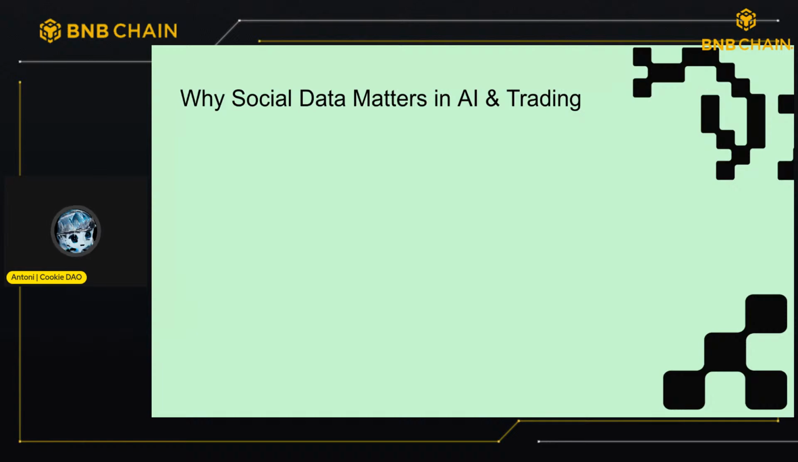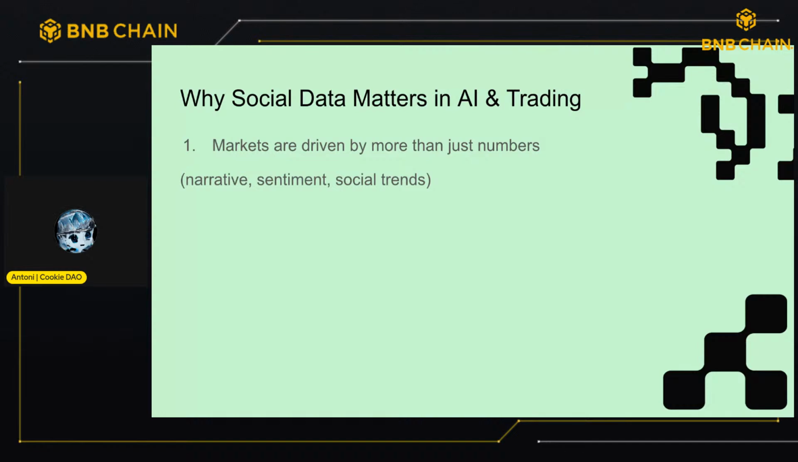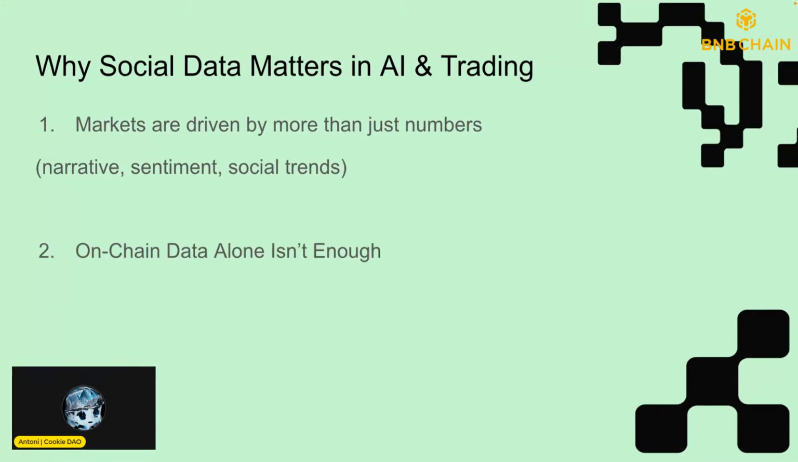So why does social data matter in AI and trading? We perceive markets as driven by more than just numbers. It's not always a very pragmatic and logical game. We have narratives, we have sentiments, we have social trends. These are the more qualitative and emotional parts of trading, which are yet to be quantified.